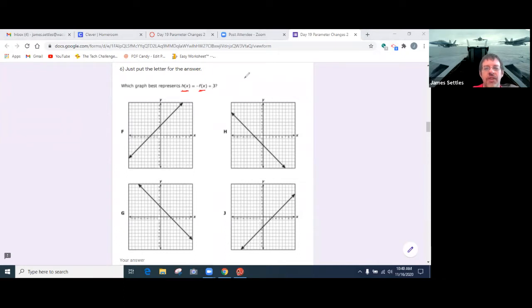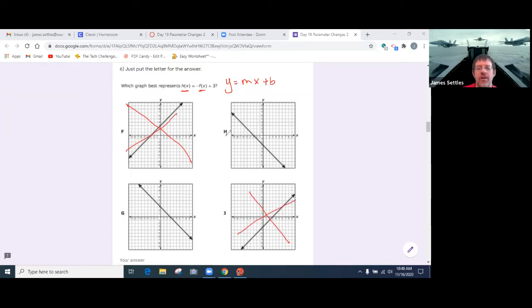Now, on this one, they put something in front of the x. So they put something right here for slope. What does that negative mean? The negative means that it's going to go from a positive slope uphill to a negative slope downhill. So look at all your lines. It's got to be a negative slope. That means it can't be F. F is a positive slope. Can't be J because J is a positive slope.